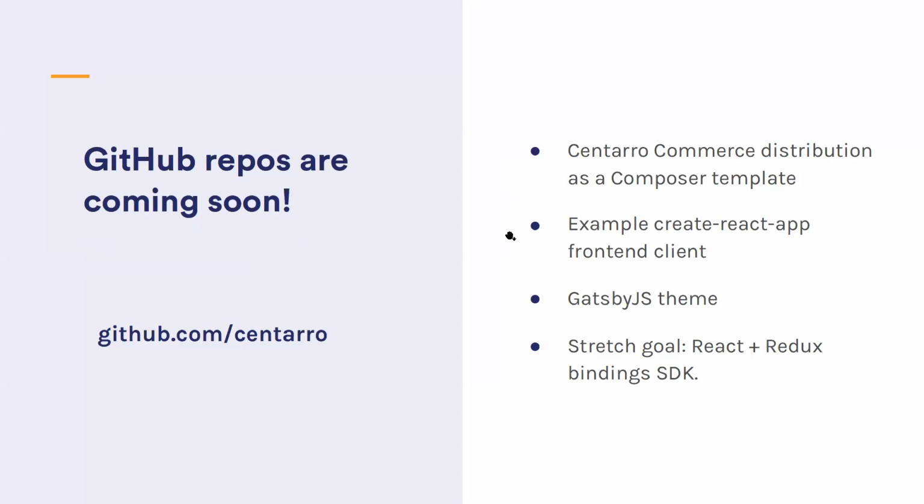And we're going to have some GitHub repos soon. So we'll have that distribution up on GitHub, just like OpenSocial has their Composer template on GitHub, and Acquia has Lightning on GitHub. We will have our Centarro Commerce Composer template. The React application will be up there. It's a Create React App skeleton. I do have some Gatsby.js themes in the works that will go up as well. And the stretch goal is to create a React and Redux bindings SDK. So when you build your first JavaScript application using React, some of the hard parts are already figured out for you for cart management. And those will be available at github.com/Centarro.